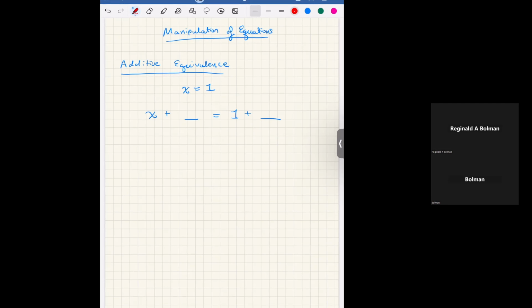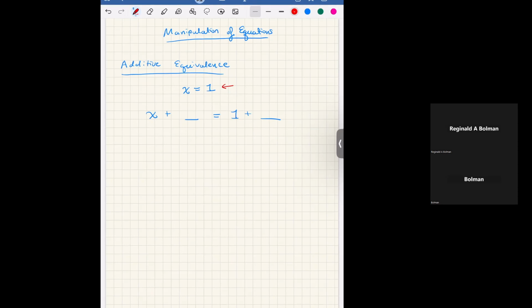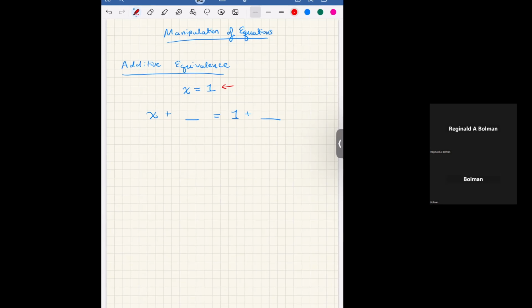It says that if you have an equation, such as the one shown here where x is equal to 1, you may add a value on both sides of the equation without changing the value of the actual equation itself. In this case, the equation represents that we have an unknown number, and the value of that unknown number is equal to 1.